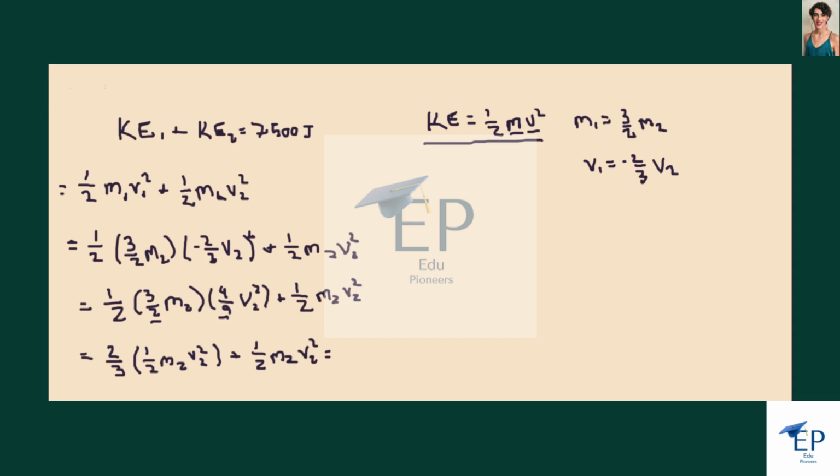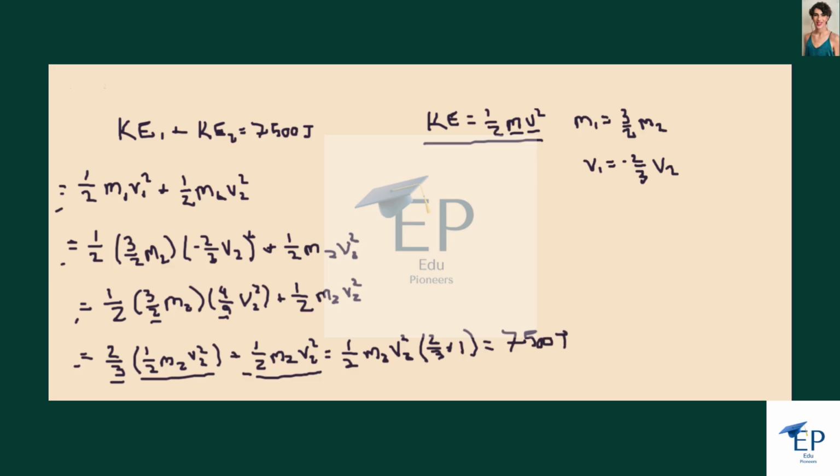Now, notice we have a 1/2 M2 V2 squared and a 1/2 M2 V2 squared. And so we can factor that out from both terms in the equation. So we've got a 1/2 M2 V2 squared. We factor that out. So we've got a 2/3 here. There's really a 1 here. We've got 2/3 plus 1. And notice we've been carrying through the equal sign this entire time. So this whole final term must be equal to 7,500 joules.